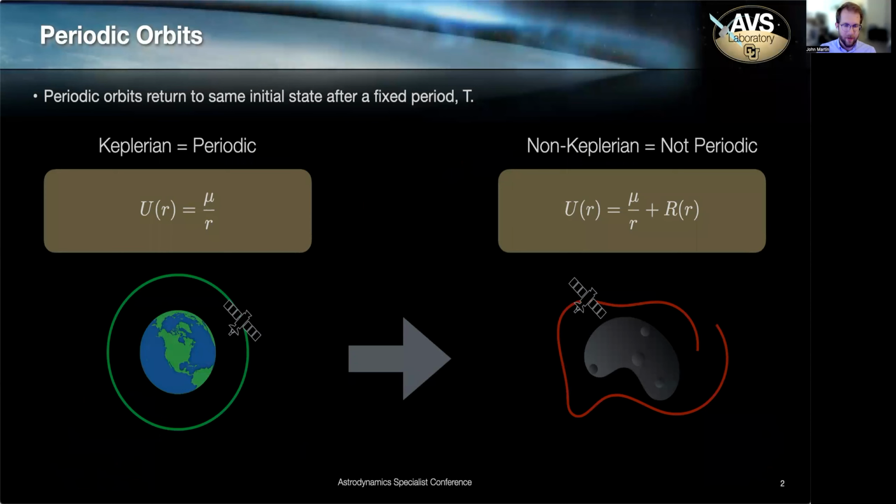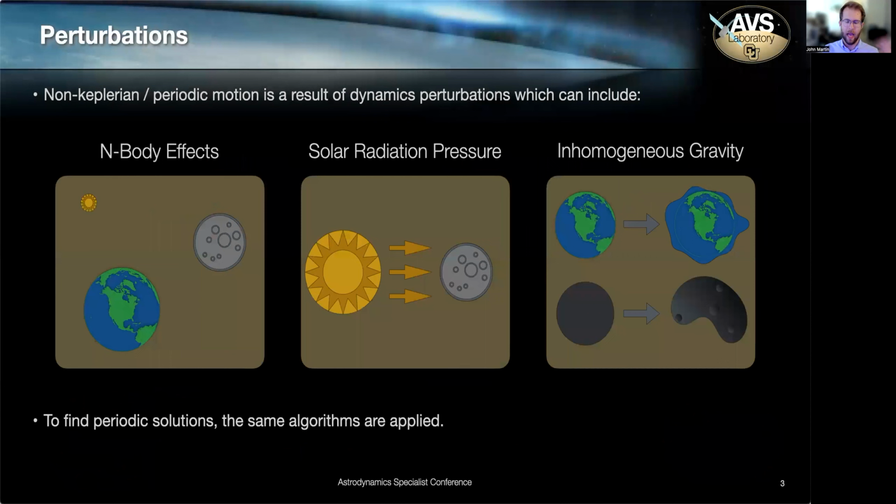So in case you haven't gotten the memo, reality is not Keplerian. If you put a spacecraft in orbit, it is extremely unlikely that that spacecraft remains in the same orbit for an extended period of time. And there's a variety of reasons for this. You could have things like N-body effects perturbing your spacecraft, or maybe solar radiation pressure, or maybe the body you're orbiting just has an irregular gravity field. In each of these cases, the spacecraft motion will not typically be periodic.